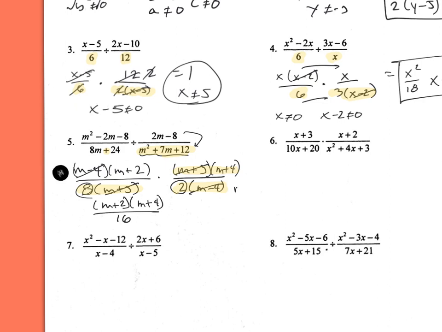So m plus 3 cannot equal 0. M plus 4 cannot equal 0. M minus 4 cannot equal 0. So we get m cannot equal -3, positive 4, and -4. A lot of restrictions there because there's lots of factors.